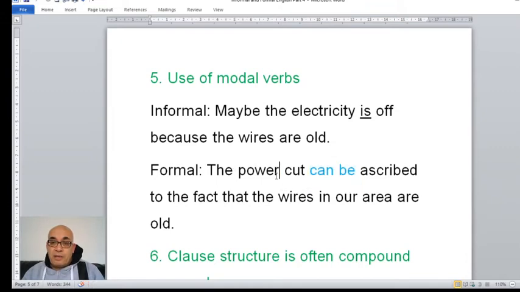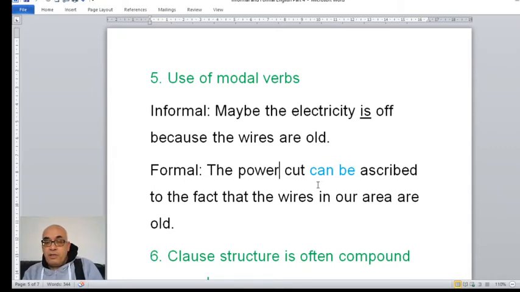So the power cut, so I don't say the electricity is off, I say power cut, because power cut is formal. Electricity is off, this is informal. And I say can be, I don't say is, ascribed to the fact that the wires in our area are old. So can be, it means it is possible that the power cut is because of the wires which are old in our area. So as can be, it means it is possible that.